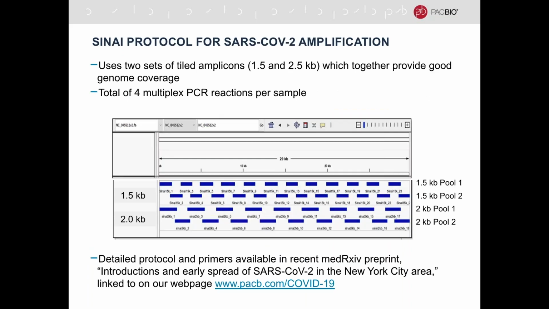So for the Sinai protocol, this approach uses 2 sets of tiled amplicons, a 1.5 kb set and a 2.5 kb set, and used together, those provide good coverage of the genome. This is executed in a total of 4 different multiplex pools, and you can see how the amplicons are tiled across the genome here.